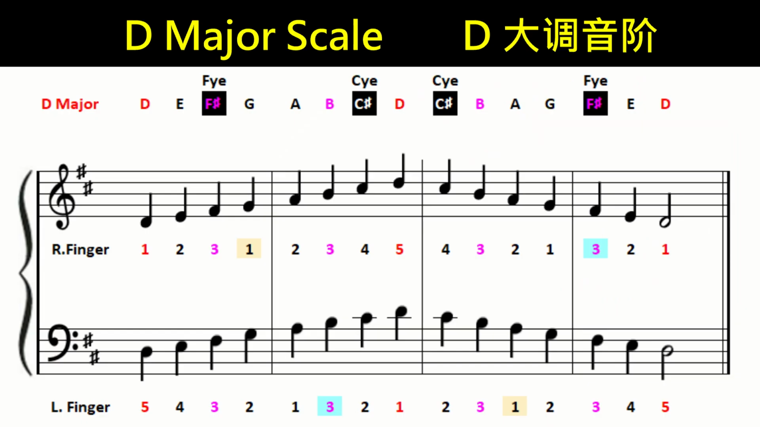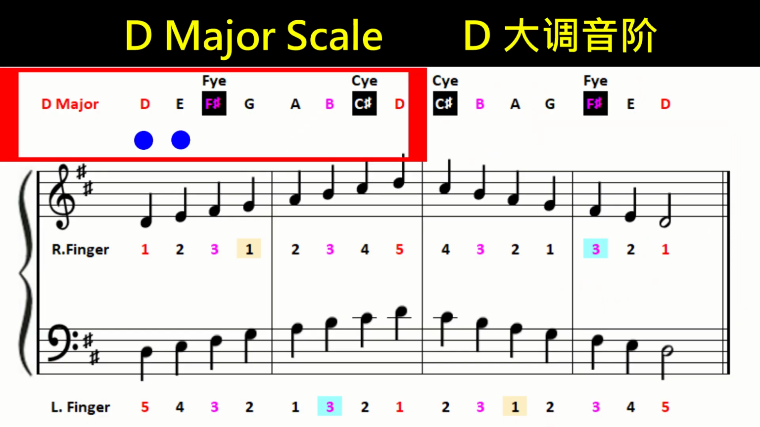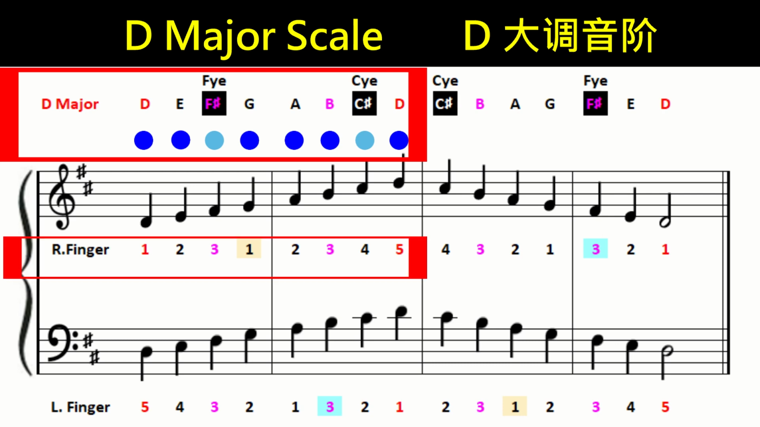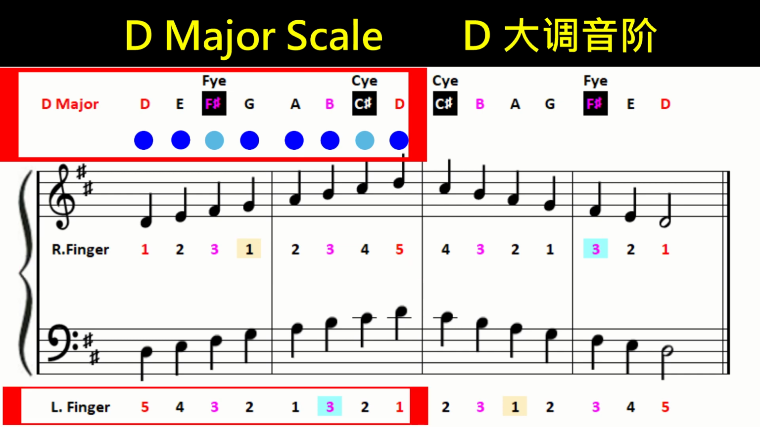D major ascending scale is D, E, F sharp, G, A, B, C sharp, and D. There are 2 sharp notes. I use light blue dots for them, while the normal blue dots are for the natural notes. Fingering is the same as for C major. Right hand 1, 2, 3, 1, 2, 3, 4, 5. Left hand 5, 4, 3, 2, 1, 3, 2, 1.